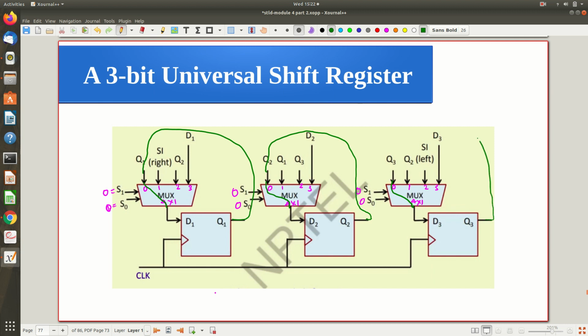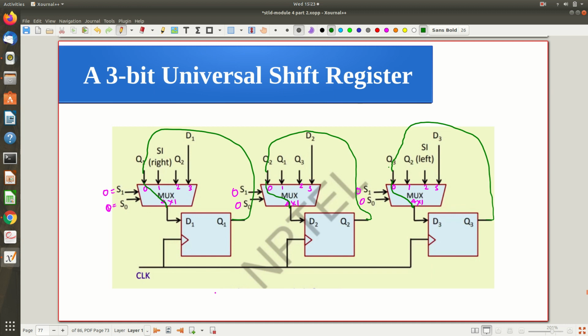What does it mean? It is simply trying to retain the last information. I mean, what is my Q1? I want to keep it as it is. What is my Q2? I want to keep it as it is. I don't want to change the information. That is the meaning. Hope it is clear, right? 0 0 0. I mean, for the first combination of the control lines, this is how it is working.